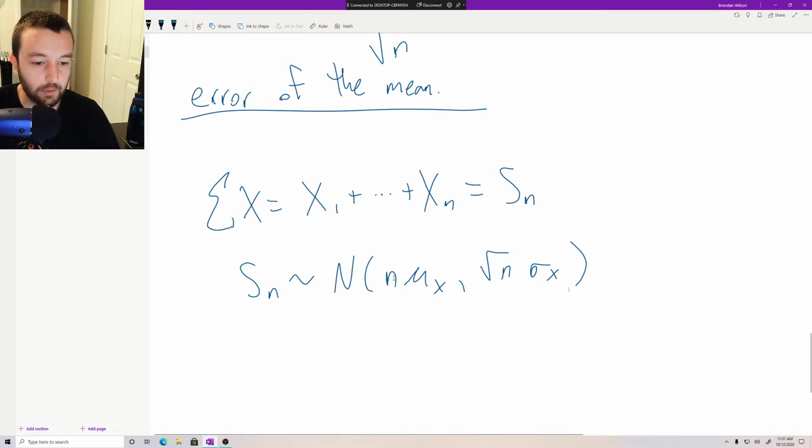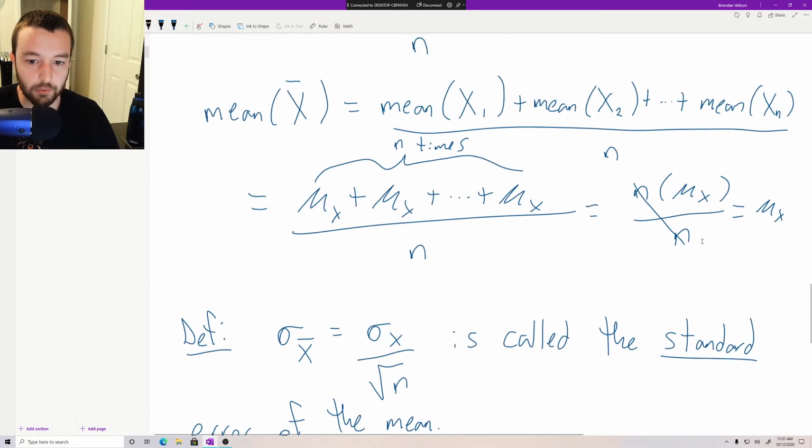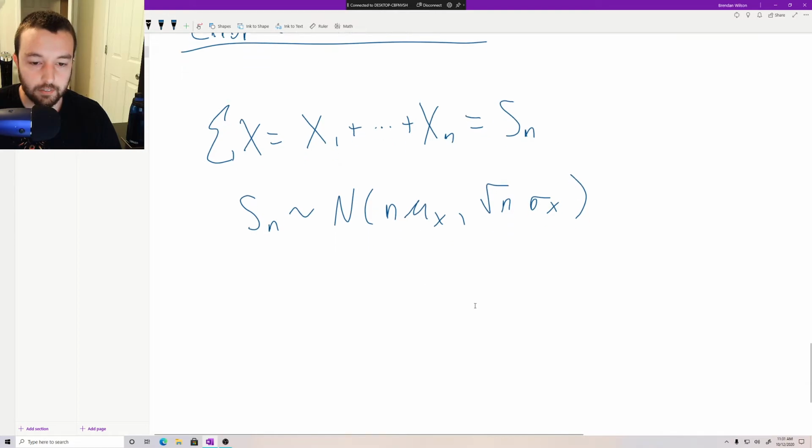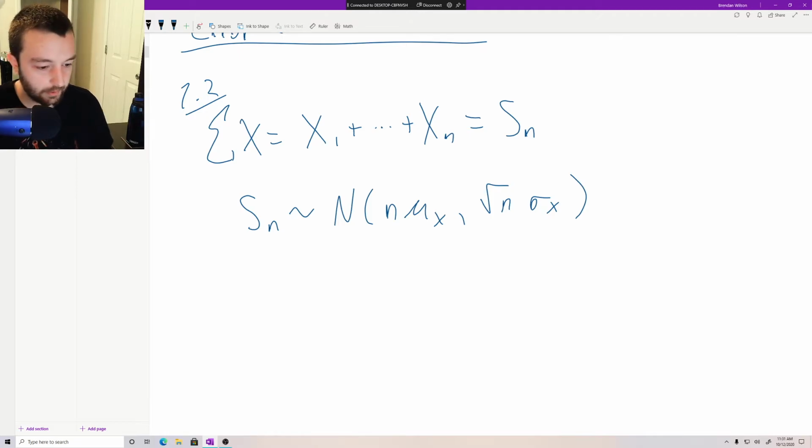You can see where the n mu x comes from because in the way we derived it, the n's canceled out. But if this n isn't on the bottom, they're not going to cancel out. So it's just going to be n mu x. The standard deviation, like I said, it's a little more complicated, so we won't get into that. But this is the entirety of what is said in 7.2. Nothing more to it.